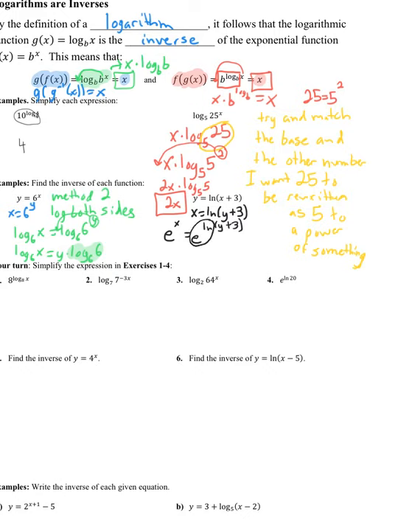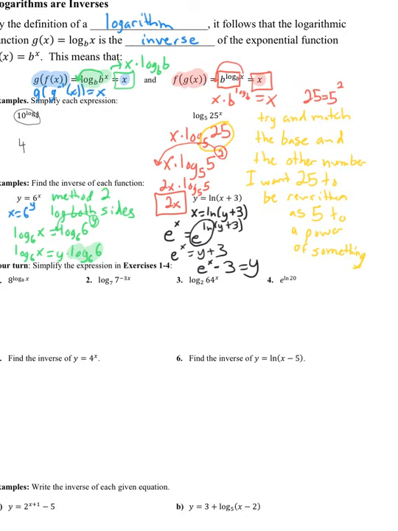e to the x equals e to the natural log of y plus 3. And this right here is like a 1. So I'm left with e to the x equals y plus 3. And then I can subtract 3 from both sides. e to the x minus 3 equals y. And that minus 3 is not part of the exponent, it's just below. That's e to the x power, and then minus 3. And that's our inverse for this one. That's the one method I can use, the base e on both sides.